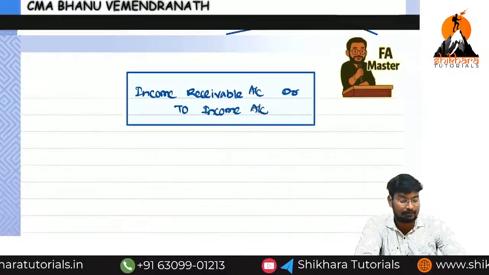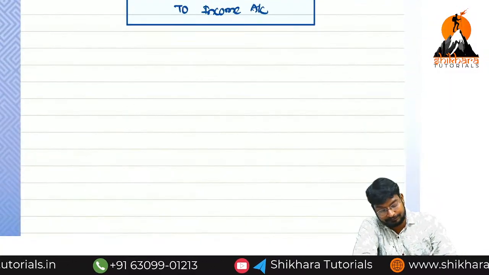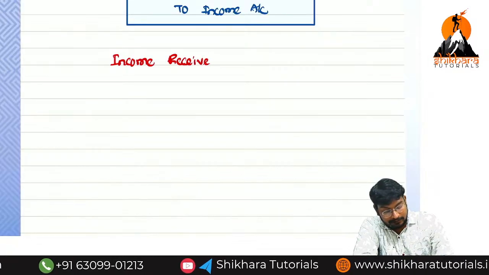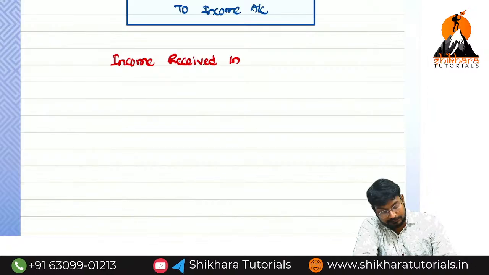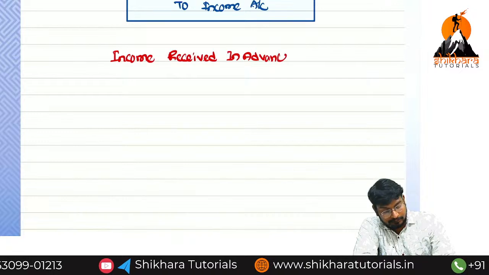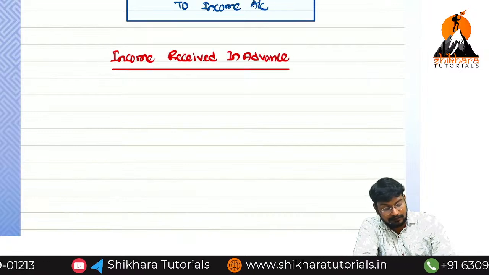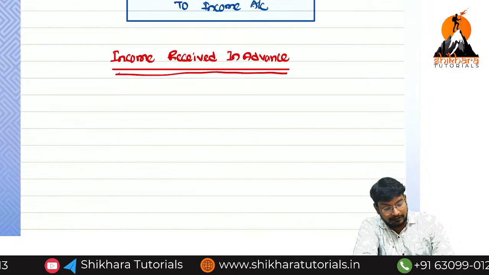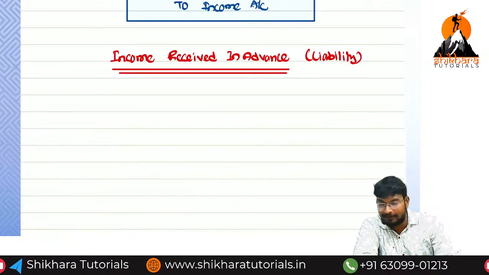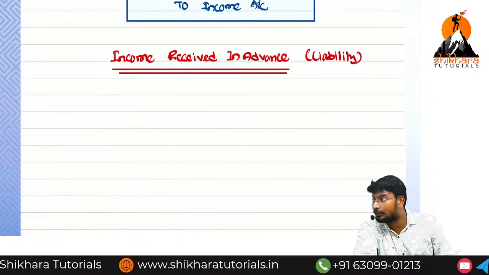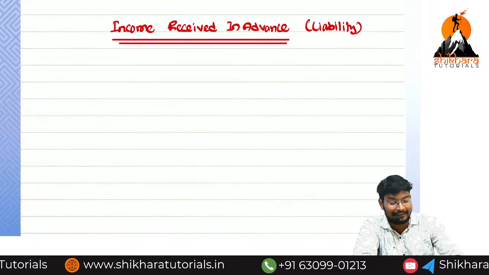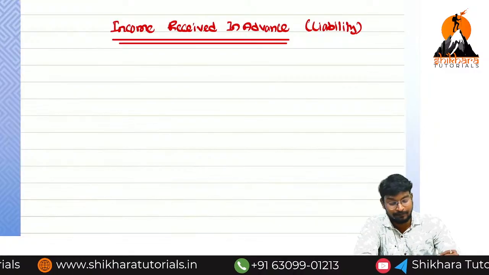Next, we are going to discuss about income received in advance. What is the meaning of this one? Asset or liability? Why? Obligation to pay. Obligation to do work. You are saying correct answers.